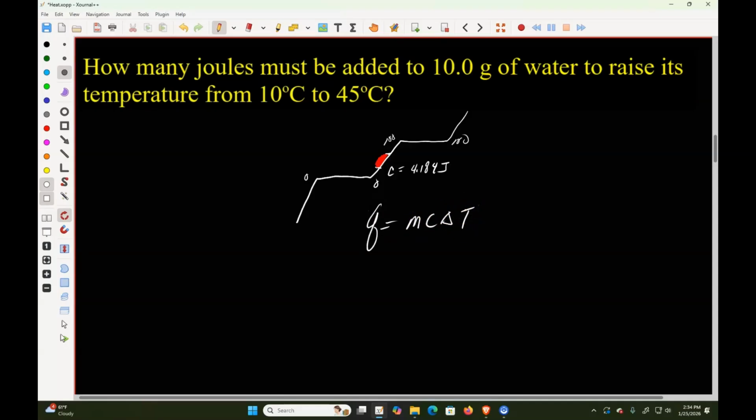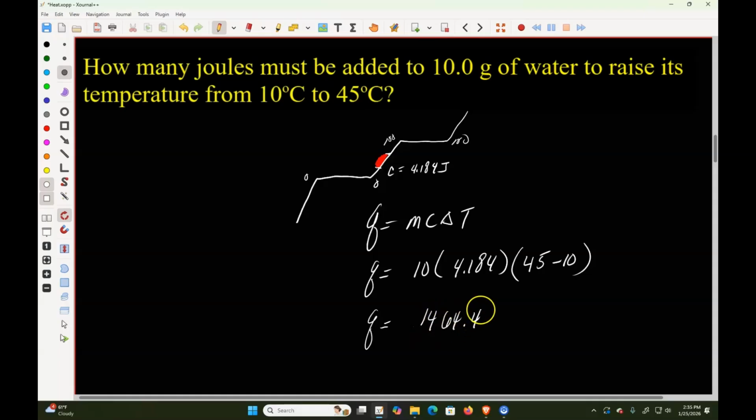So we're going to say then that Q is equal to the mass, which is 10 grams, times the specific heat, which is 4.184 joules per gram degree Celsius, times the change in temperature. The change in temperature will be 45 minus 10. So when I plug this in my calculator, I'll get 1464.4 joules.